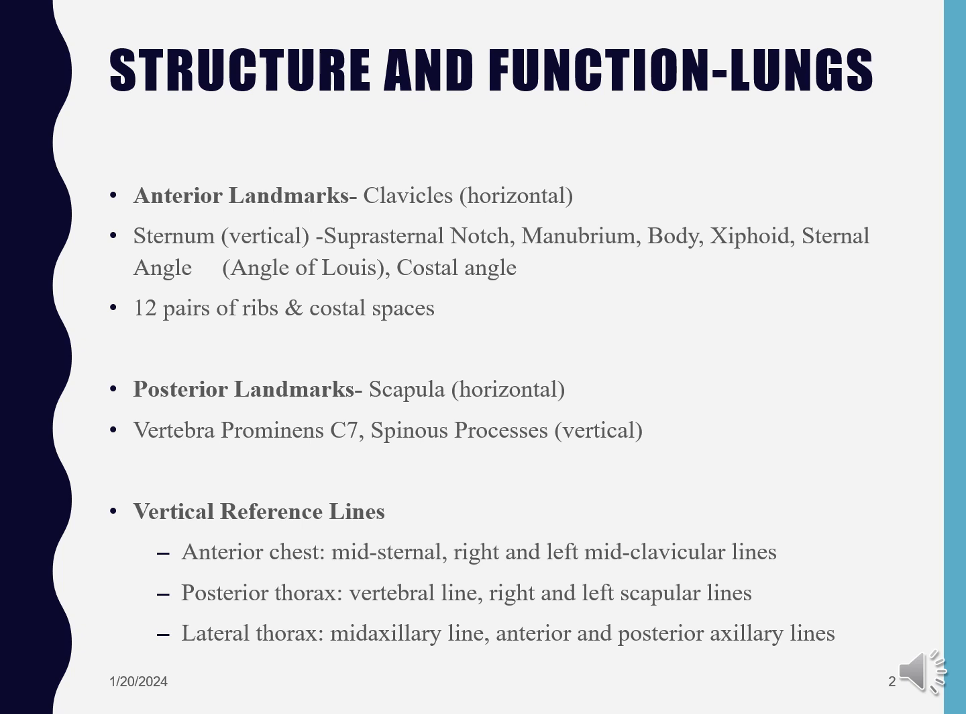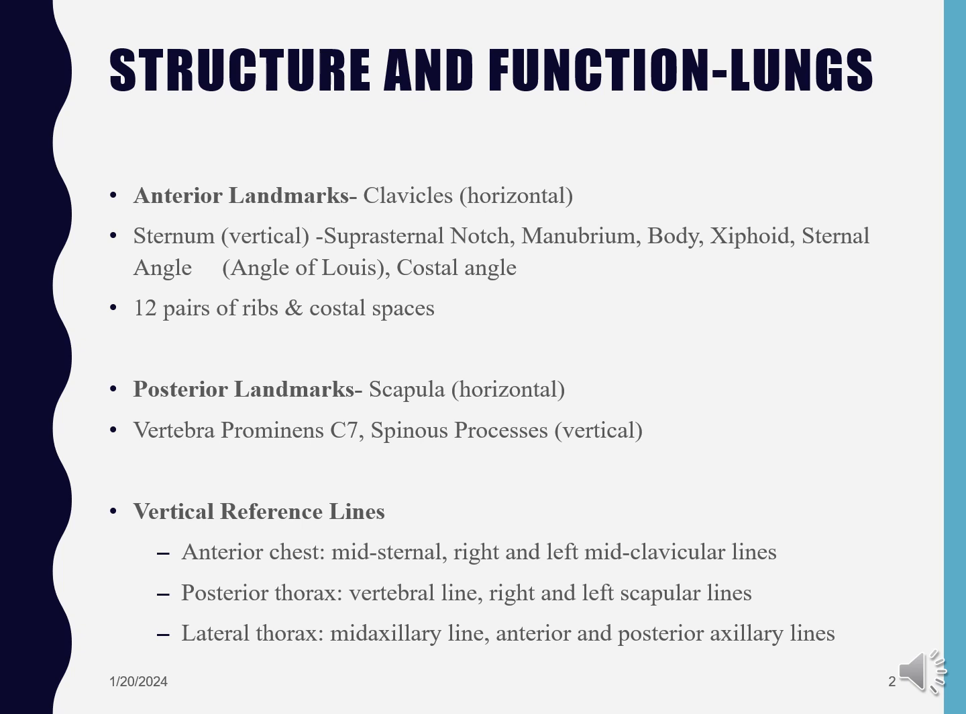So on the anterior, we look at the horizontal landmarks as the clavicles and the vertical landmarks as this complete sternum from the suprasternal notch all the way down to the xiphoid. We also include the sternal angle and the costal angles when we're looking at the AP to transverse diameter. As you know, you have 12 pairs of ribs and there are spaces in between each of those ribs.